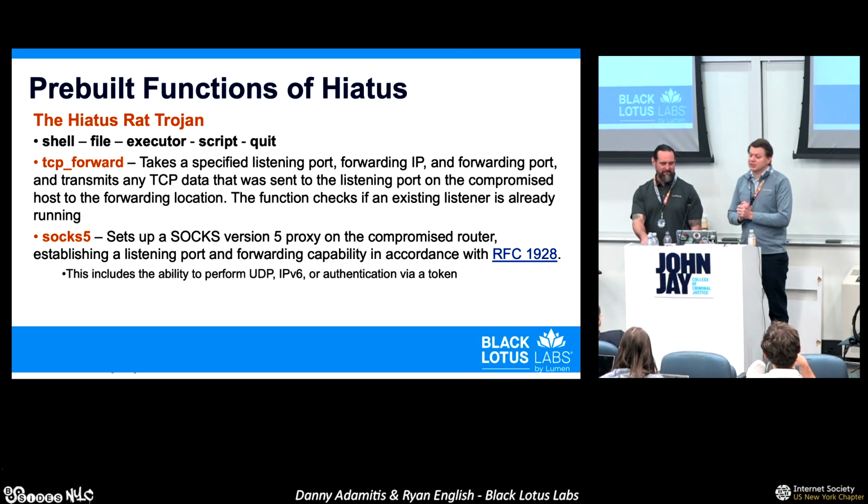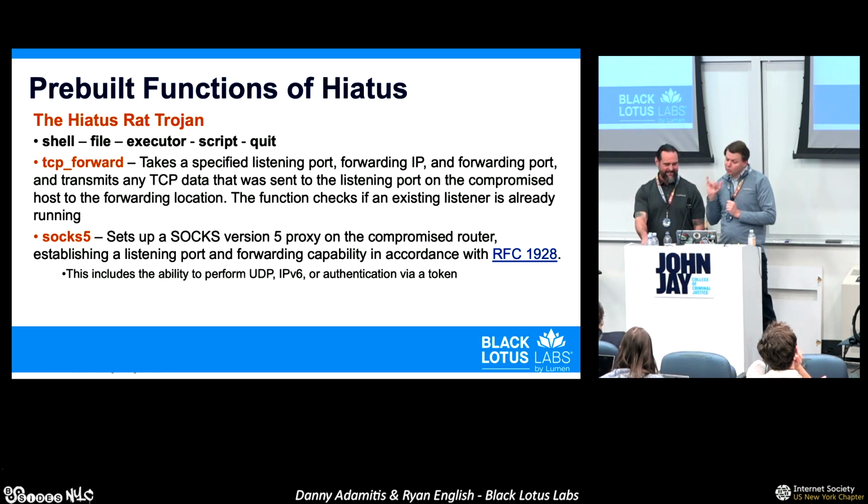So we're going to talk about this. There were two functions that I thought were really interesting about HiatusRAT. Once we start reverse engineering this, you guys can obviously start extracting the embedded functionality. That embedded functionality lets you know what it is they think they want to use this tool set for. There were two functions in particular that were really interesting to me, one of which was called TCP forward, and the other one was called SOCKS5.